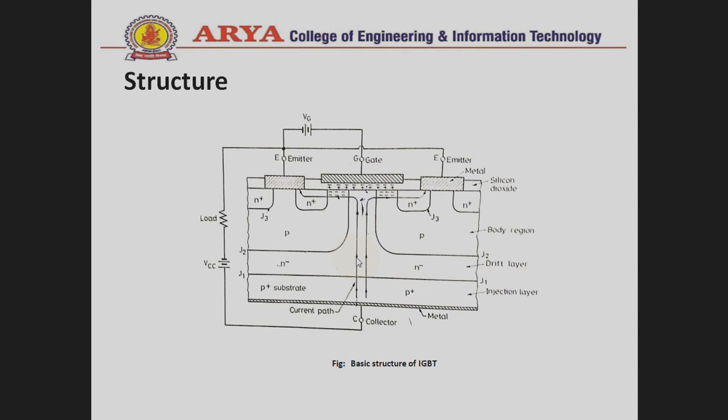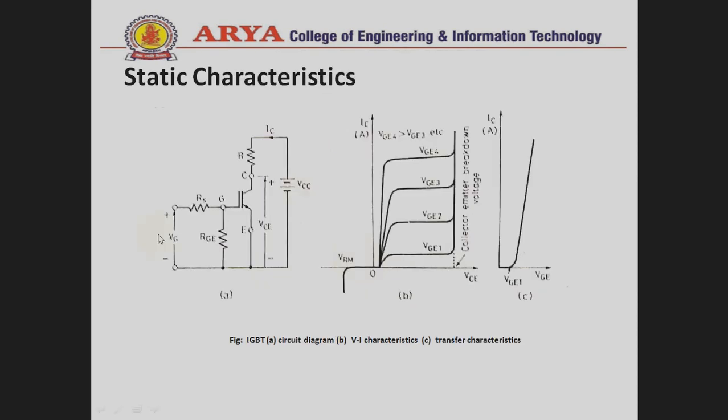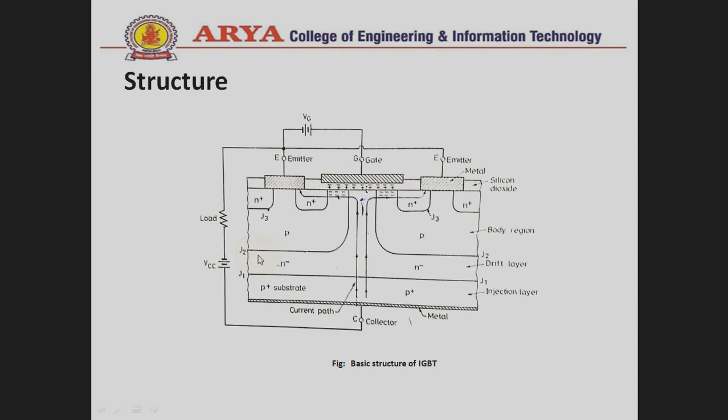Now, in the working, when the collector is made positive with respect to the emitter, the IGBT is forward biased, and with no voltage between the gate and emitter, the junction between the N region and P region, that is the J2 junction, is reverse biased, so no current flows from the collector to the emitter, and in this condition we consider the IGBT is off.